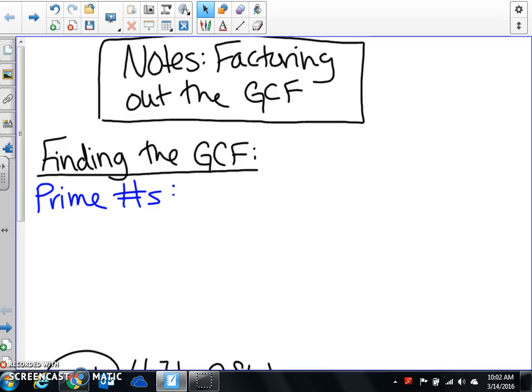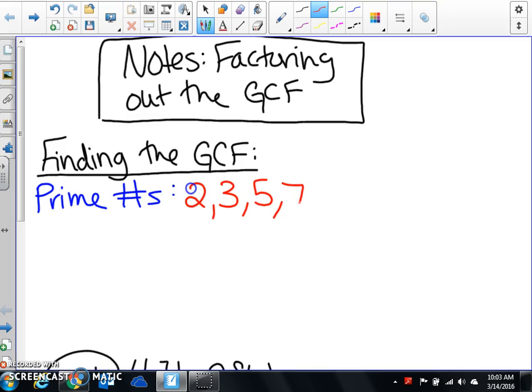Here are your prime numbers. These are super duper important to know. 2, 3, 5, 7, not 9, because 9 is 3 times 3, so that's not a prime number. 11, 13, and then 17. There's a lot of prime numbers, but in general, I would say 17 is as high as it's going to go. And so you'll see what I mean by prime numbers.